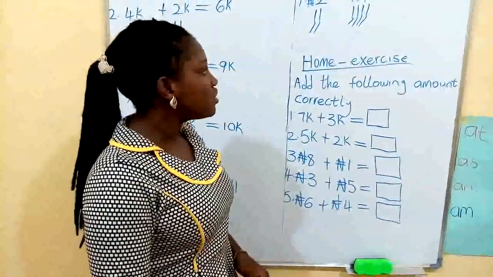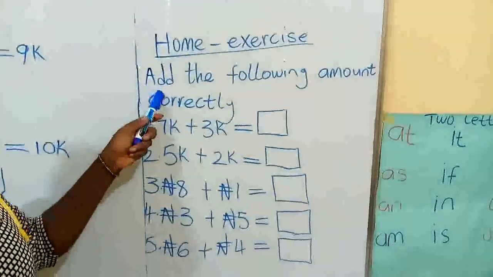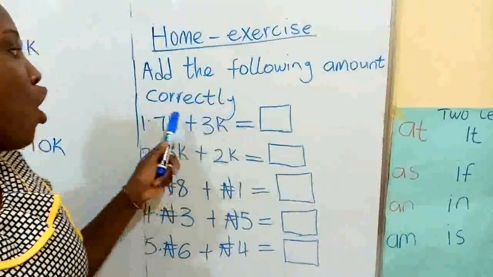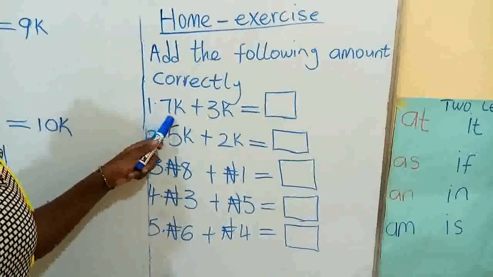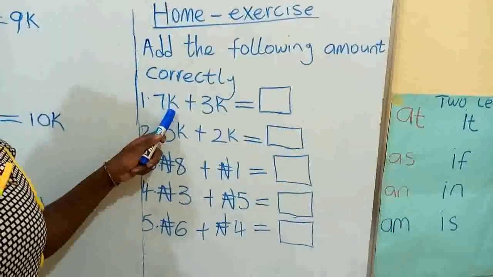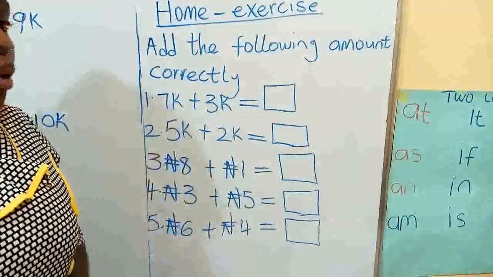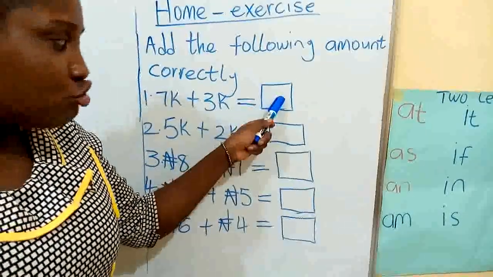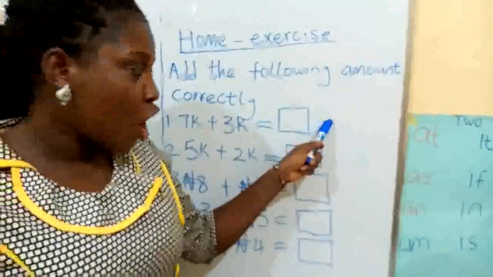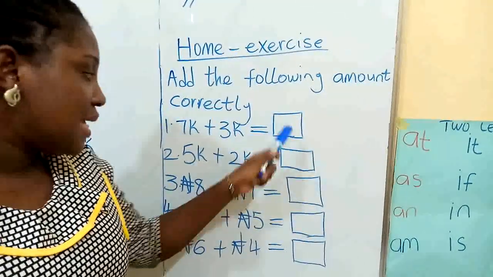Okay, so this is the homework. What are we to do? We are to add the following amount correctly. So number 1, how much is here? 7 kobo. And you add it to what? 3 kobo. Where should you write your answer? In the box. Should you write your answer outside the box? No. Make a box and write your answer inside.